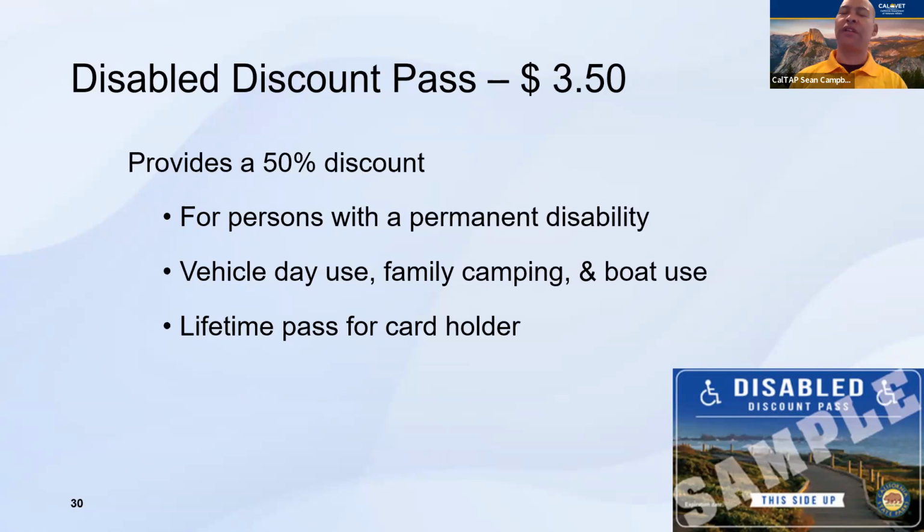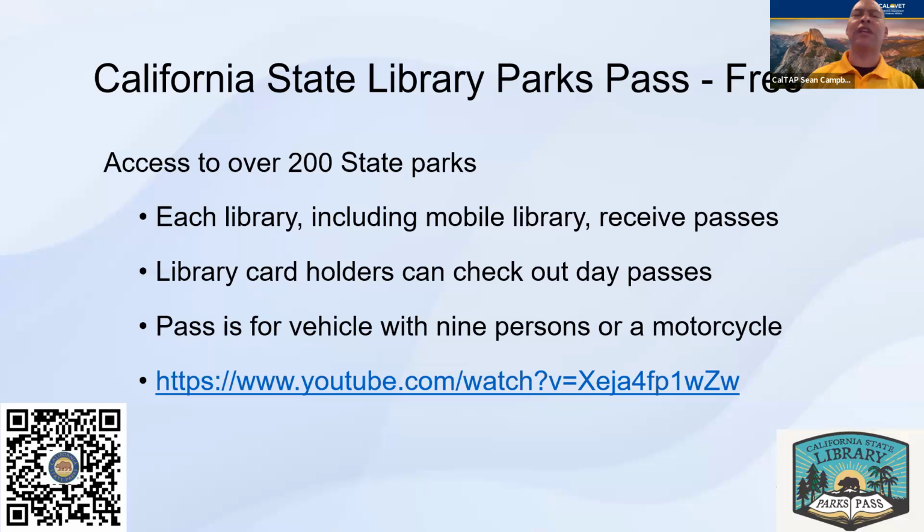California State Library Pass. This is something that I've been talking to a few different people about who've enjoyed this. It gives you access to over 200 different state parks. Each of the libraries, including the mobile libraries now, which is a really cool concept, receives these passes. The library cardholders can actually check out a pass. So if you know, hey, I'm going to go down to Dillon Beach, you go to the library and check one out. The pass is for up to 9 persons within the vehicle or a motorcycle. We've got the QR codes down there so you can scan and watch some more videos and get more information on how to check these out. And as my teammate Kirk said before, we're going to drop a PDF copy of this presentation into the chat so you can do that at your convenience.